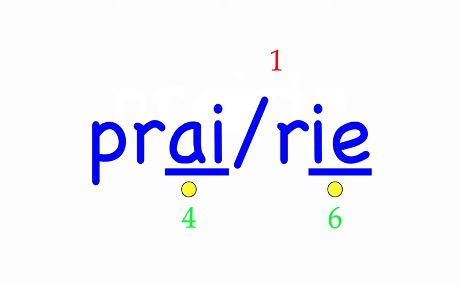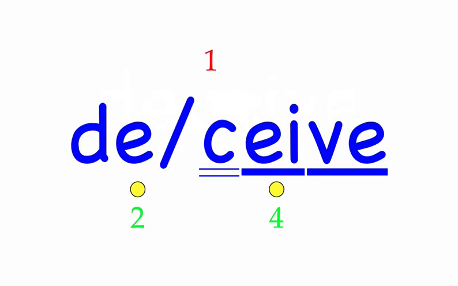Deceive. Be careful that he does not deceive you. Deceive. De has 2 sounds: D, E. Ceive, 3 sounds: S, E, V. Deceive. Mark the word. Deceive.